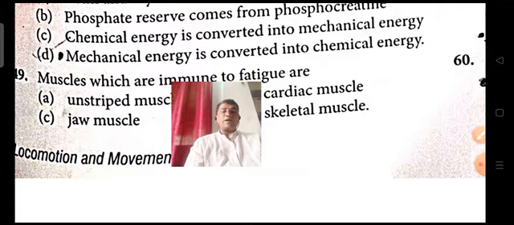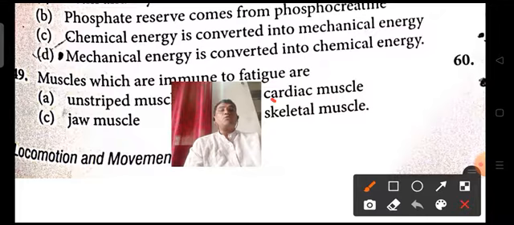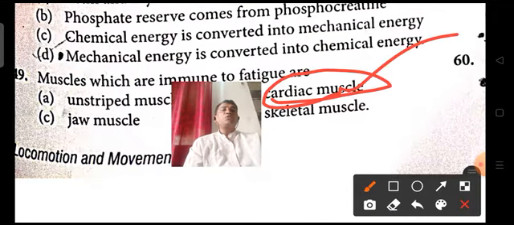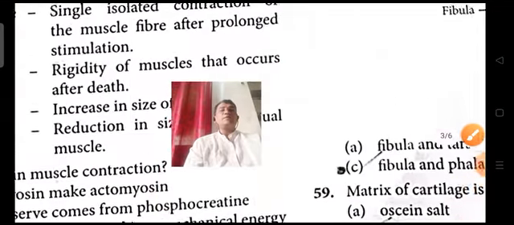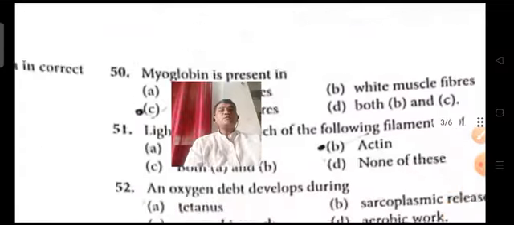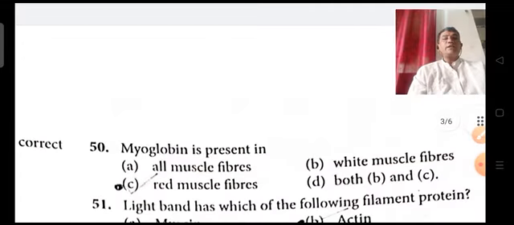If they get fatigued, the person dies. They also have a large amount of mitochondria, so they do not get fatigued, or they overcome the fatigue condition. Next, next question.